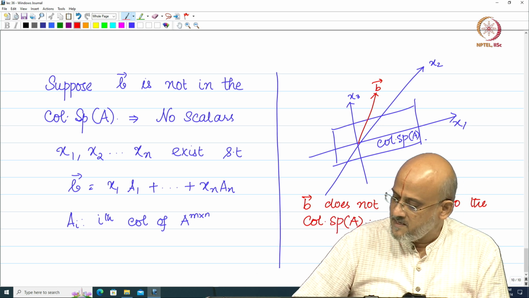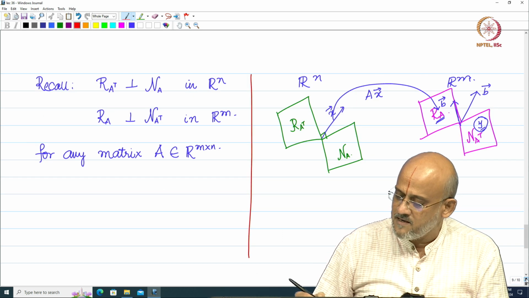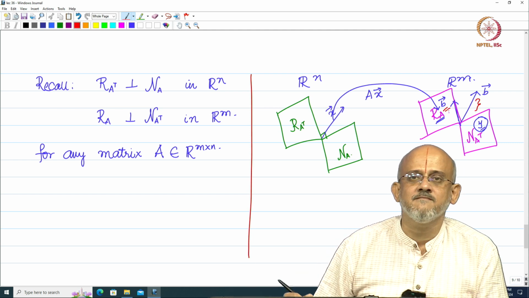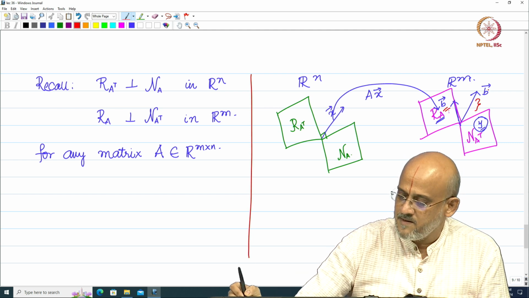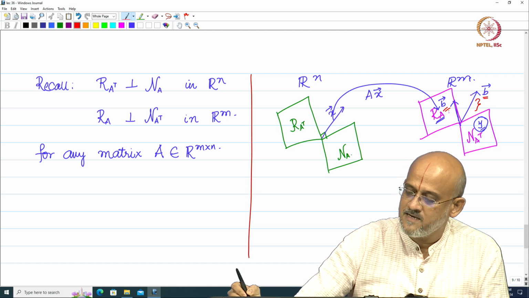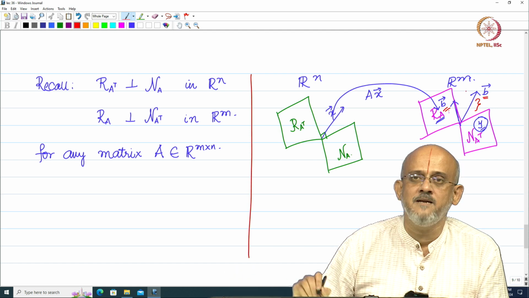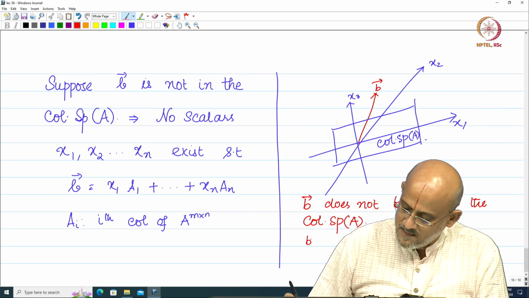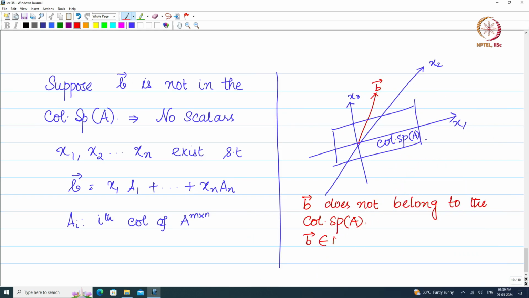Now what does that mean? If you look at it in the previous figure, B is somewhere here and it is not in this. The B vector that we are looking for is an element of Rm but not an element of the column space. Because we know that B is an m-component vector, B is in Rm, but B does not belong to the column space of A. Now what do we do?